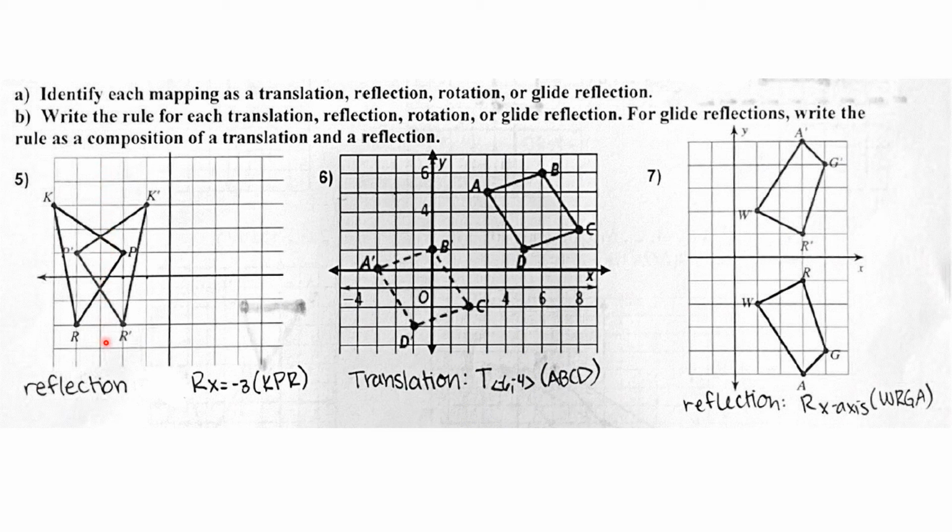So I'm reflecting, capital R, x equals -3. Okay, so if you just have capital R, x equals -3, that's okay. Or you can put those parentheses there, KPR. And you might see some of this here. That's just going to bleed through from the other side of the paper.